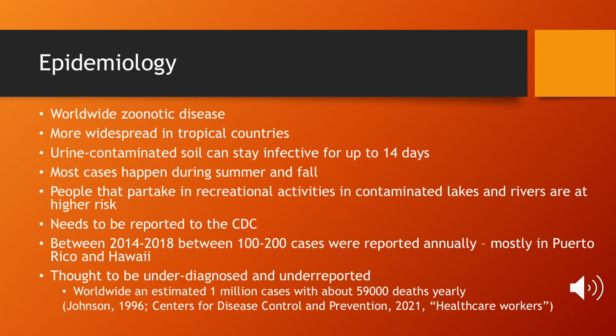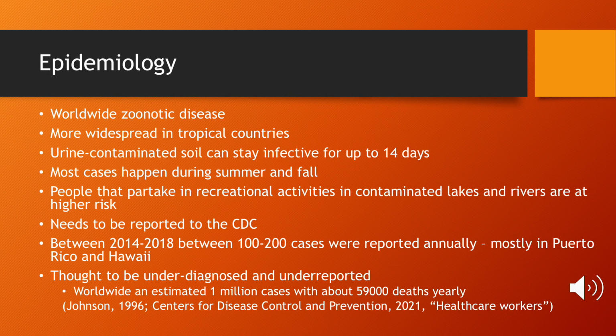This third disease is also a worldwide zoonotic disease, which is more widespread in tropical countries, and urine-contaminated soil can stay infected for up to 14 days. Most of the cases happen during summer or fall, and people that partake in recreational activities in contaminated or possibly contaminated lakes and rivers are at higher risk, for example, going swimming or kayaking.